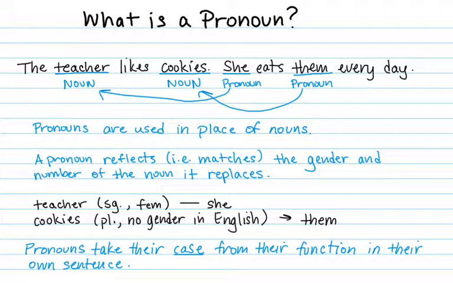Pronouns take their case from their function in their own sentence. So in the first sentence, teacher is subject, cookies is object. In English, the nouns do not have any declension endings. The form of the noun does not change based on how it's being used in the sentence. So the teacher likes cookies or cookies like the teacher, no change to the noun.